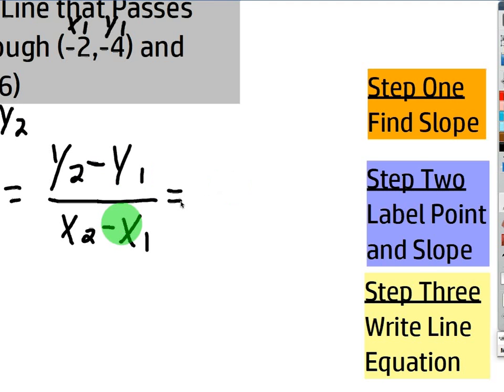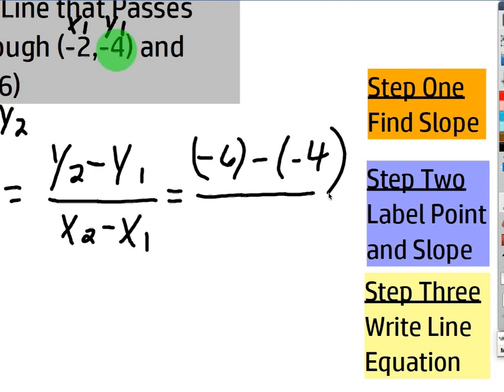All right. So let's plug this stuff in. Y2 is negative 6. Y1 is negative 4. Now notice you are subtracting a negative. That means you're adding. X2, 8. Okay, so I'm going to replace x2 with 8. And x1, negative 2.